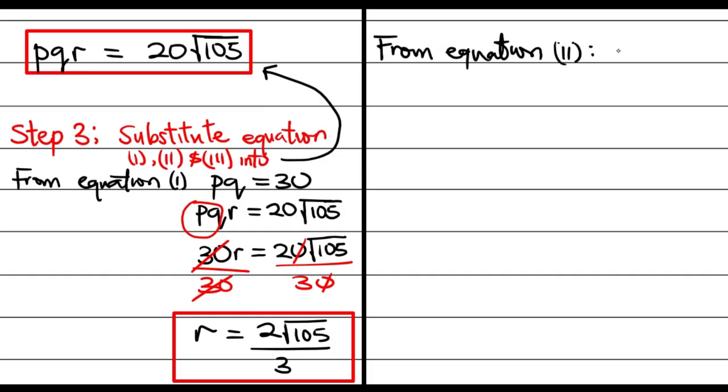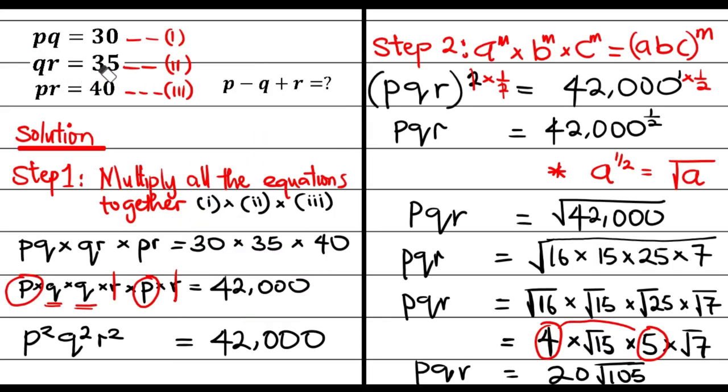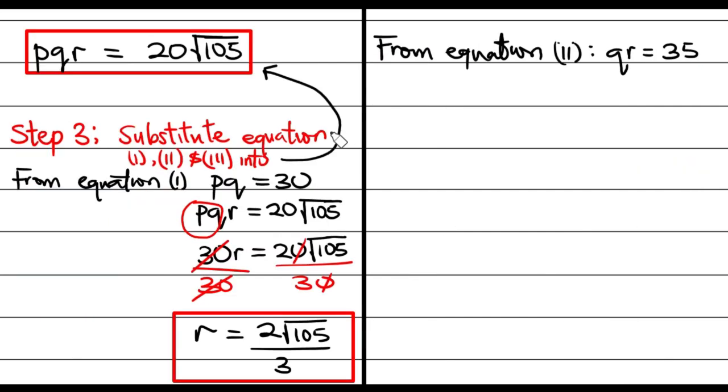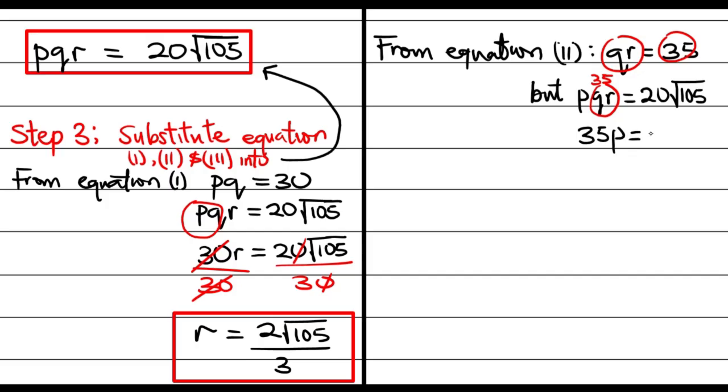So from equation 2, QR is just equal to 35. This is from the question, and we can see that QR is equal to 35. That is equation 2. So we're still going to do the same thing, substitute that into this PQR. So we say PQR is equal to 20 root 105 if QR is 35. So we have QR here also, which means here we have 35. Then 35P is equal to 20 square root of 105.